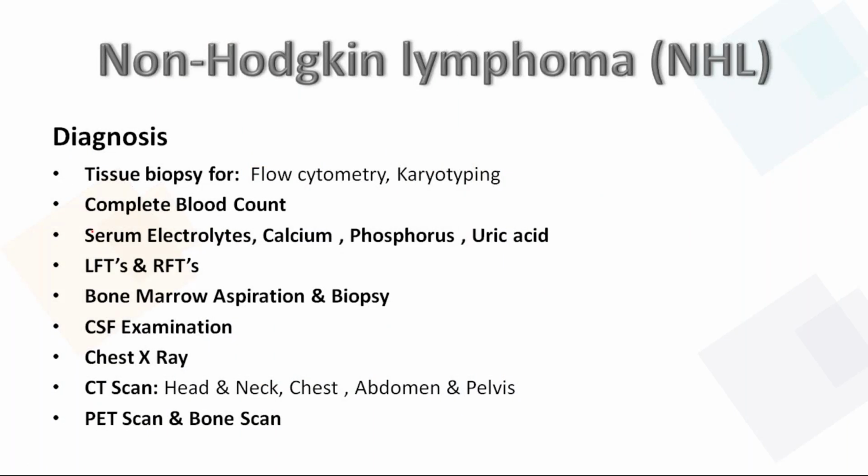So what are the diagnostic modalities we have? We do tissue biopsy, with either flow cytometry or karyotyping for the risk factors. Complete blood counts, to see whether bone marrow involvement is there. Serum electrolytes and calcium, phosphorus, uric acid, especially if you are suspecting tumor lysis syndrome, TLS. Liver functions and renal functions depend upon the organ involvement. Bone marrow aspiration biopsy, as I said, all stage 3 and 4 require this. CSF examination, to see if the CNS is involved. Chest X-ray shows how much mediastinal involvement is there. CT scan, the same thing, whether head, neck, chest, or abdomen, depending upon the area of involvement. Positron emission tomography and bone scans wherever necessary. These are the diagnostic modalities we use.